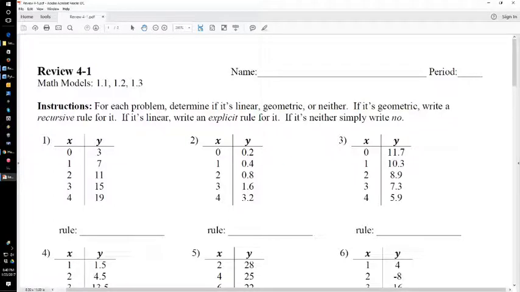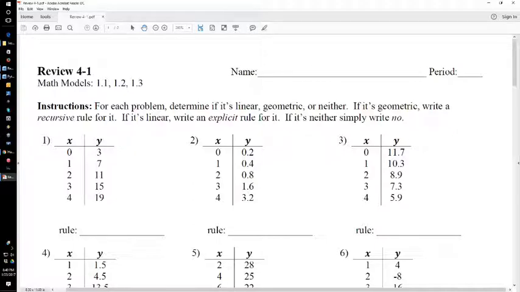Okay, this is review 4-1. It's for math models, chapters 1-1, 1-2, and 1-3. Basically, for all 9 of these, which I'm going to do the first 3 in this video, you need to determine if this is linear, geometric, or neither.